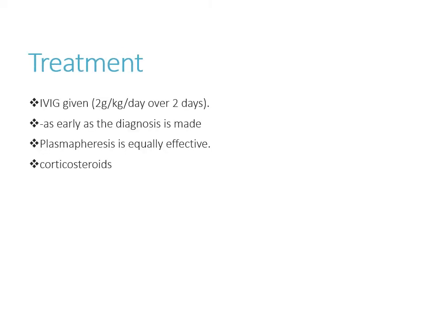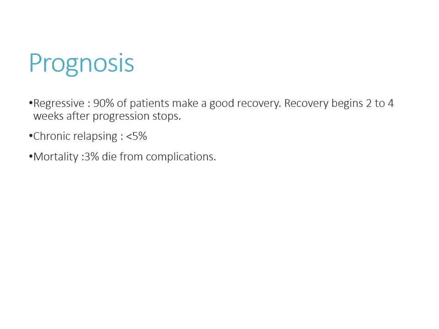When we talk about the treatment of Guillain-Barre, intravenous immunoglobulins are given. What is most important in Guillain-Barre is that the earlier the diagnosis is made, the better you can correct the situation, because immunoglobulins, if given in time, can correct the situation. Plasmapheresis is also equally effective, or you can have the alternative of steroids.